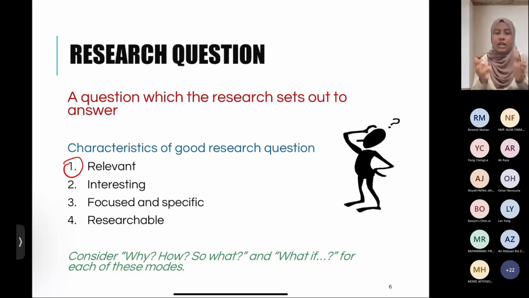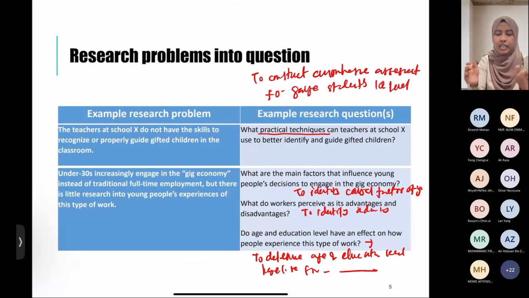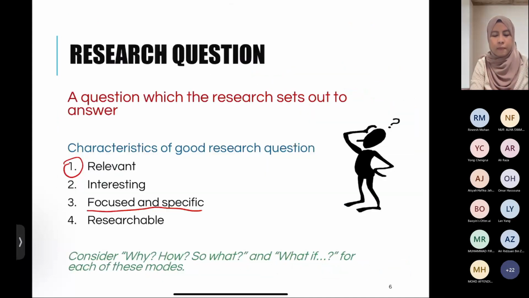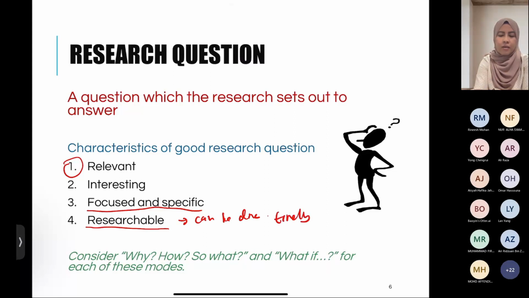All right, and focus and specific. Again, look at this inverted triangle. Focus on the material itself. The objective is here, not at the battery part, not at the e-vehicle, not at reducing CO2. Focus on the material. Researchable. Can be done. And this is the thing, and timely. Timely. This is crucial especially for master by coursework students. It must be researchable, it must be timely.